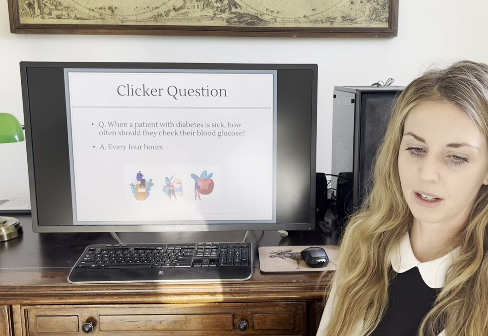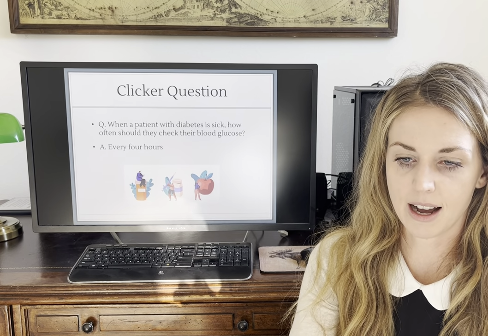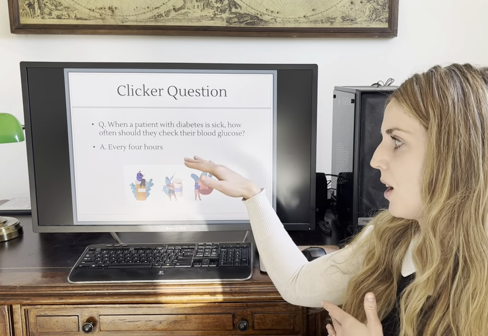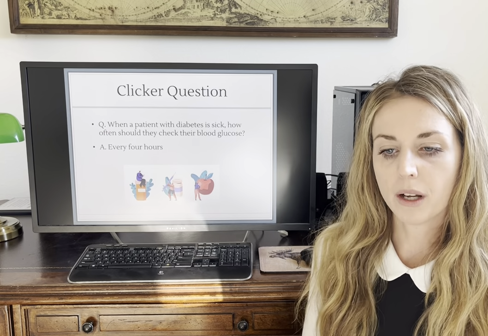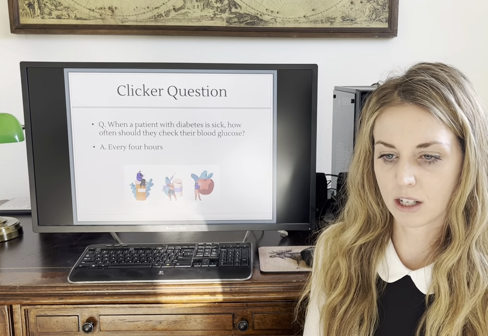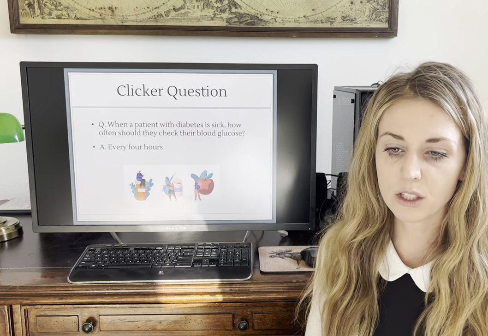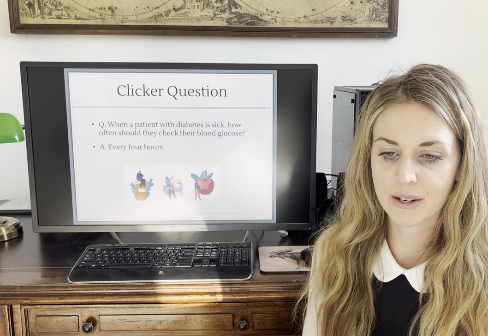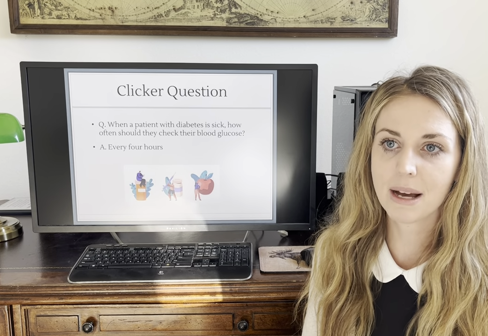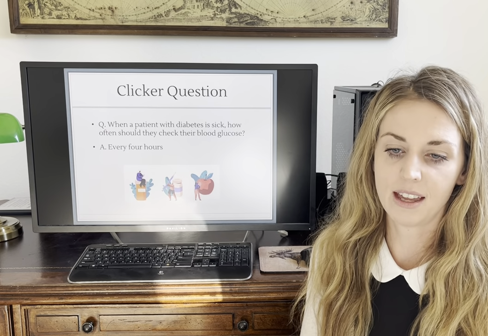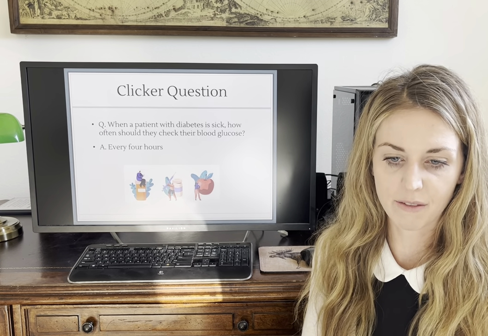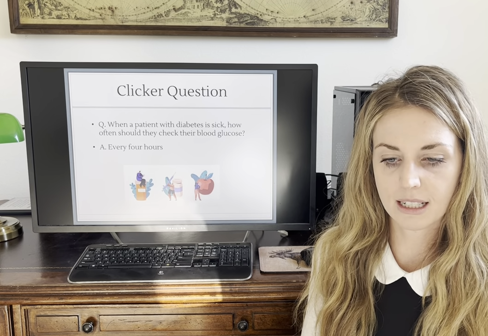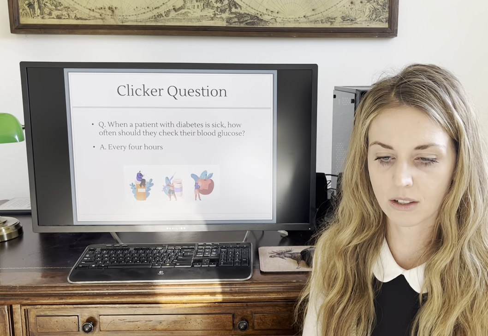Okay, so I have a clicker question provided for the students. This would just be sent out to the students, and the answer would not be shown up here. The question would be, when a patient with diabetes is sick, how often should they check their blood glucose? The answer would be every 4 hours, but I would also have other options, like at bedtime or daily, and the actual correct answer would be A, every 4 hours. As the instructor, I would poll the class and allow them about 2 to 3 minutes to ensure everyone has answered the clicker question.